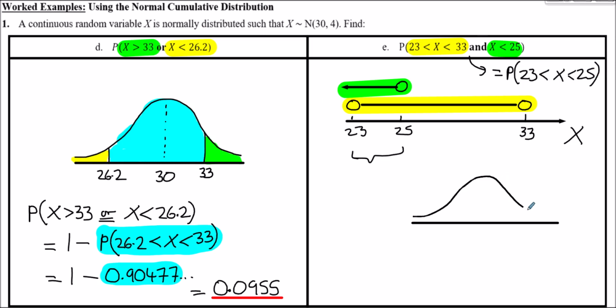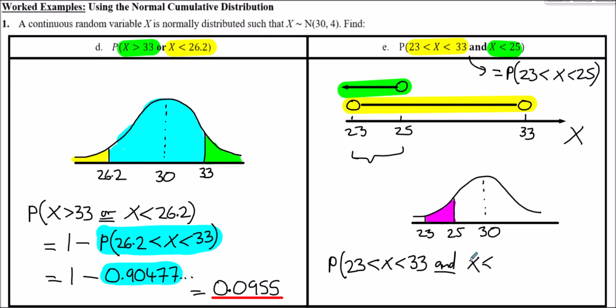If you want to visualize what's going on though, again, you've got the mean of 30. You're trying to find out the probability of being between 23 and 25. You're wanting essentially this region here. So therefore, probability of x being between these two and less than 25 is just this region here in purple.